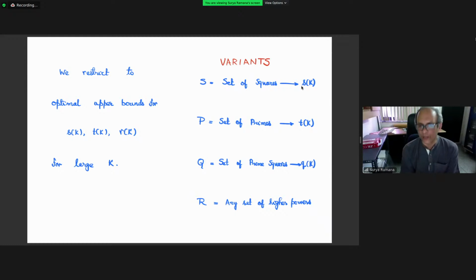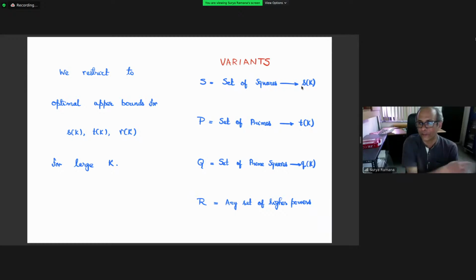Now, for the set of primes, one can pose a similar question. So t_k is the smallest integer such that for any k-coloring of the primes, every sufficiently large integer can be written as a sum of at most t_k monochromatic primes. And similarly, q_k and r_k, you can pose the same question for any higher power rather than simply the squares. Okay, I couldn't resist the temptation of using this notation because I am a bit of a fan of ancient Rome.